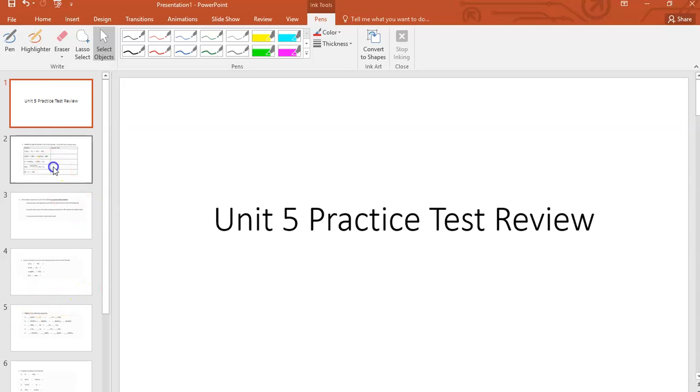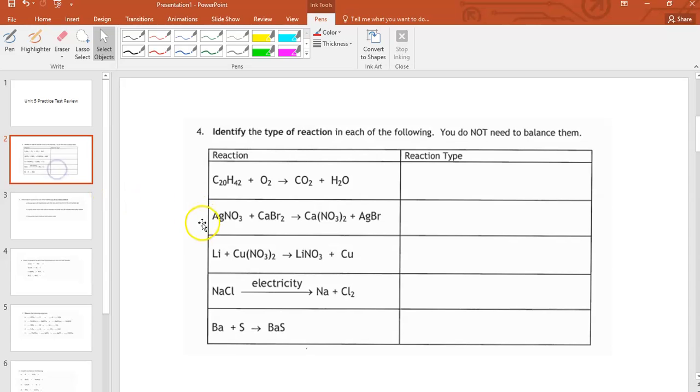Okay, so we're going to start with number 4, and that's because questions 1 through 3 were really just kind of simple multiple choice level 1 type questions. Number 4 is the first one where really some explanation is needed.